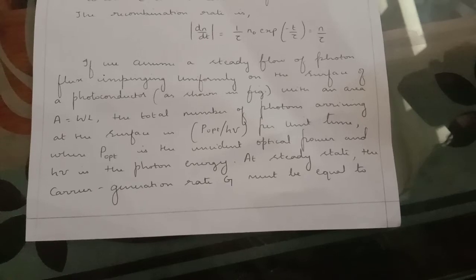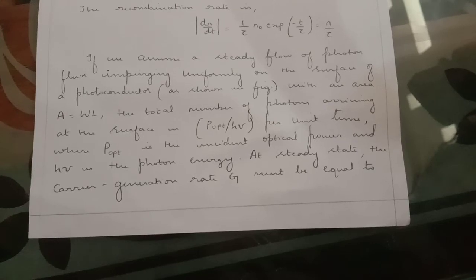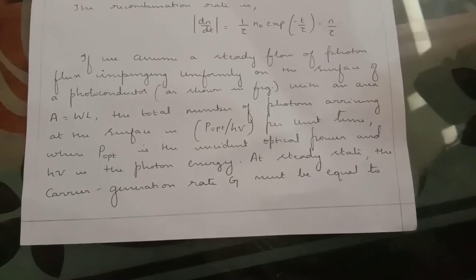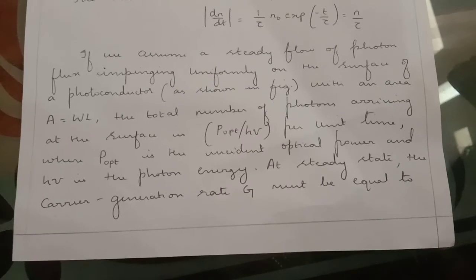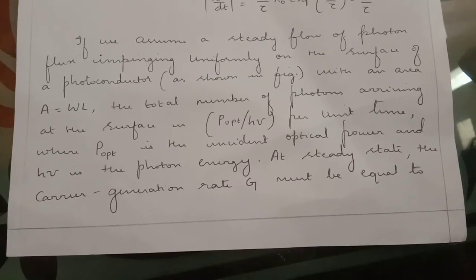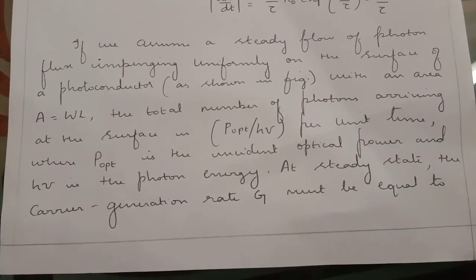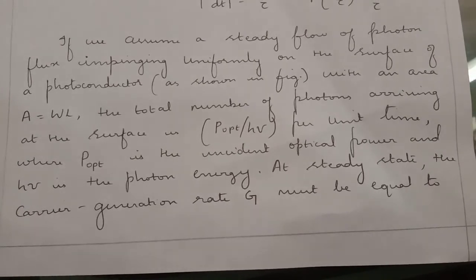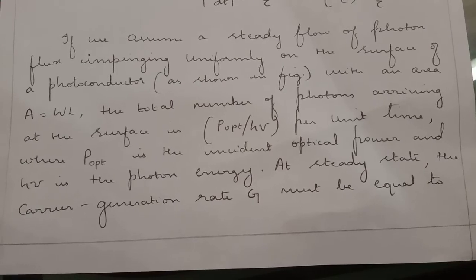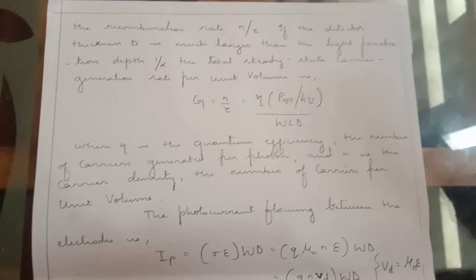From the first figure, we came to know that the area is equal to WL. The total number of photons arriving at the surface per unit time is P opt divided by h nu. We have a photoconductor receiving photons of energy h nu, so the total number of photons arriving is given by P opt divided by h nu per unit time, where P opt is the incident optical power and h nu is the photon energy, that is E is equal to h nu.